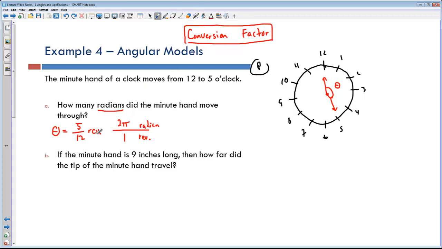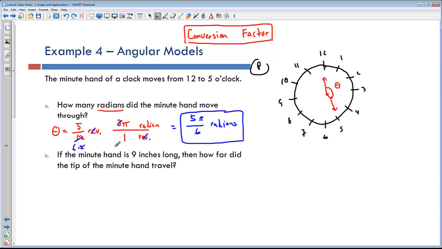And so you see here what's going to happen. 12 is 6 times 2. So the 2's are going to cancel. And so on top, you're going to get 5 times pi, which is 5 pi. And on bottom, you're going to get a 6. The revolutions cancel, and you're left with the radians. So you have 5 pi over 6 radians for our answer.